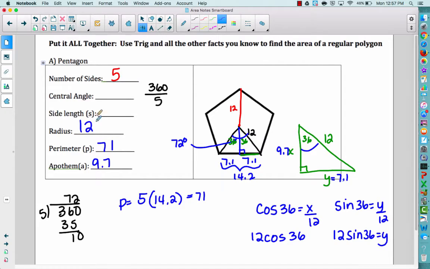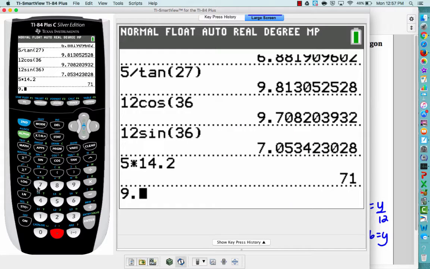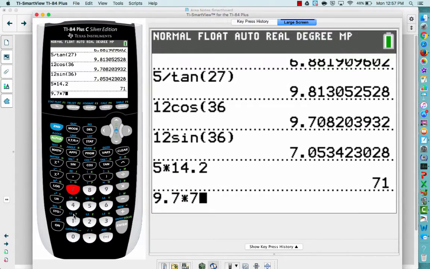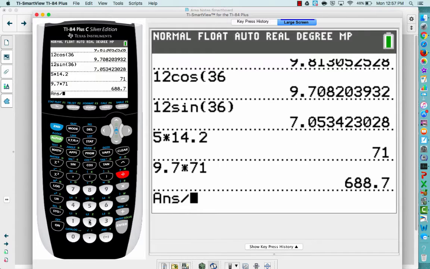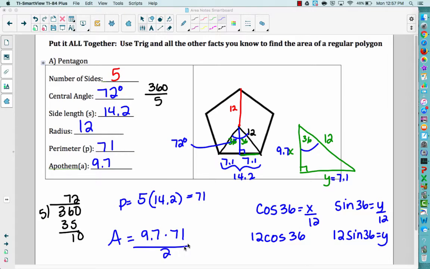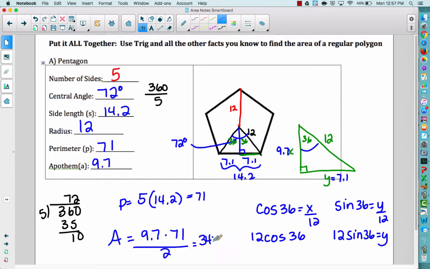My radius was 12, my side length was 14.2, and my central angle was 72 degrees. I'm ready to find the area, A equals a P over 2, so 9.7 times 71 all over 2. I'm going to put that right into my calculator. So 9.7 times 71 divided by 2, and I get an area of 344.4 units squared. All right, so that's our example for today.